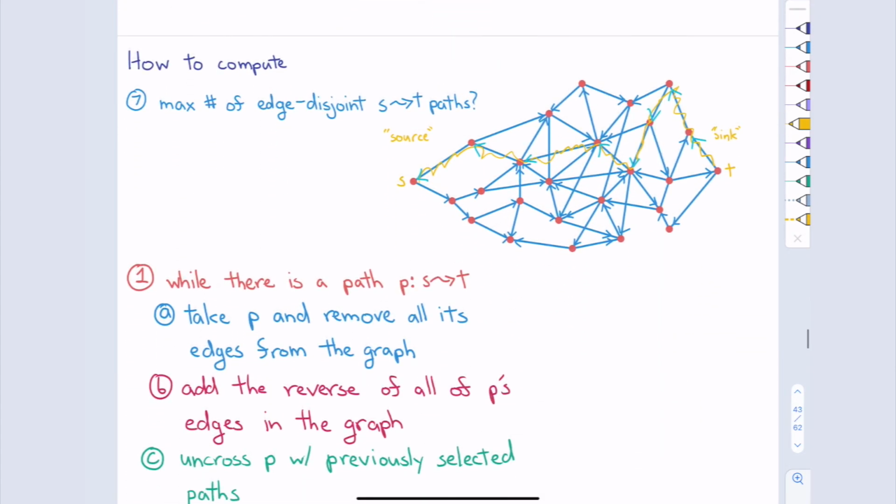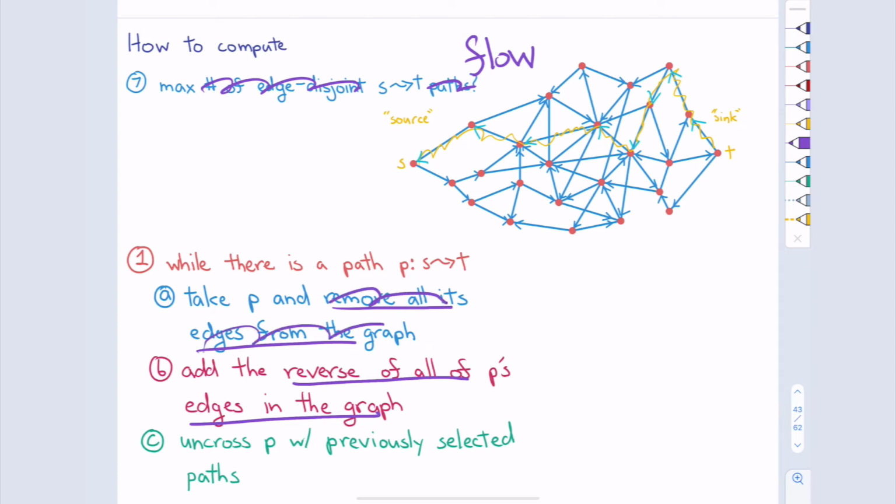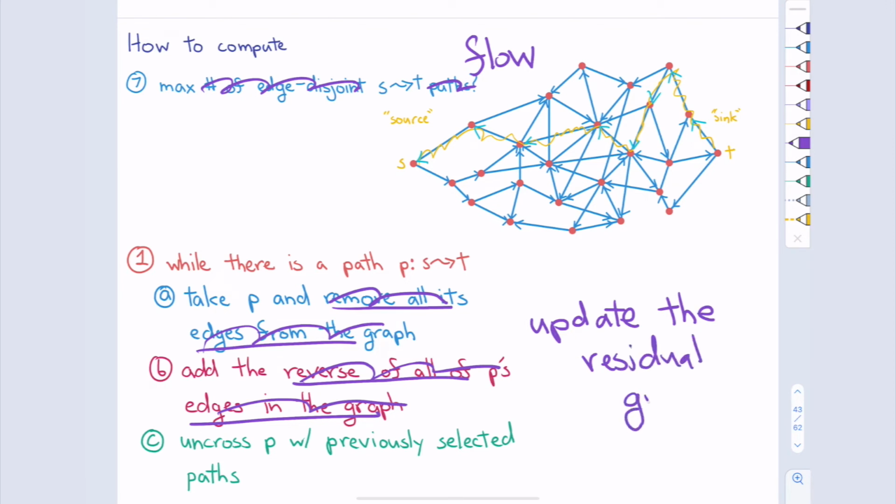So I can take our algorithm from last time, and instead of trying to get the maximum number of edge disjoint paths, maybe I just want to get the maximum S-T flow. Before, we used to remove all the edges from the graph and add the reverse. Now, more generically, I'm going to update the residual graph. So some capacities go down and the opposite capacities go up. Now it's just a subtraction and addition.